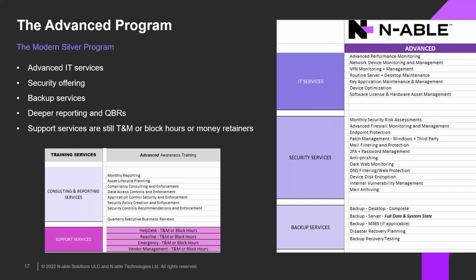This is more like the modern silver program, okay? So we've gone from bronze, now we're up to silver. So advanced IT services, security offering, backup services, deeper reporting and QBRs. Support services are still time and material, block hours, or money retainers. Okay. Now, when we get into this, let's look to the right hand side. Obviously, this is a little bit bigger. I had to take two screenshots.